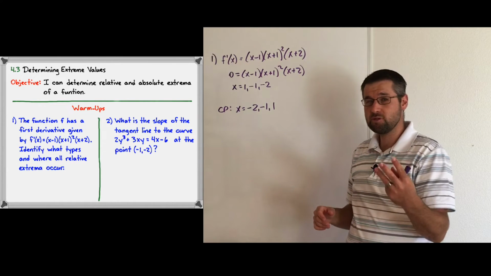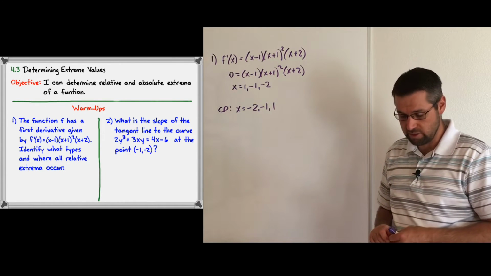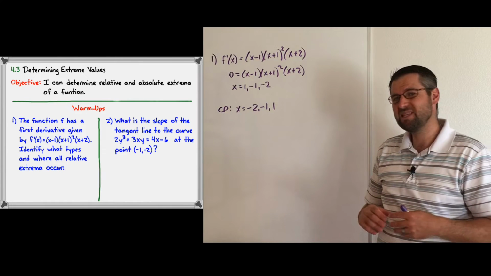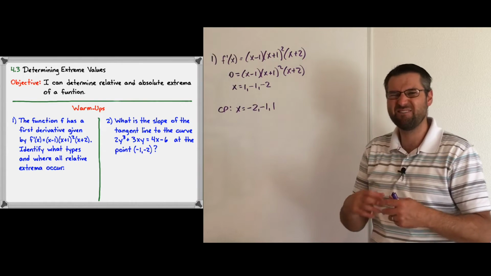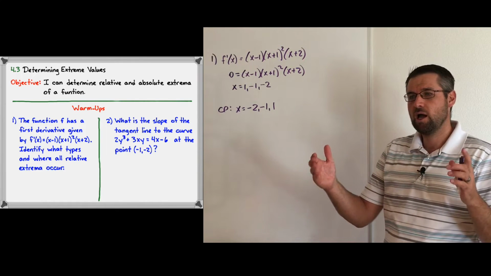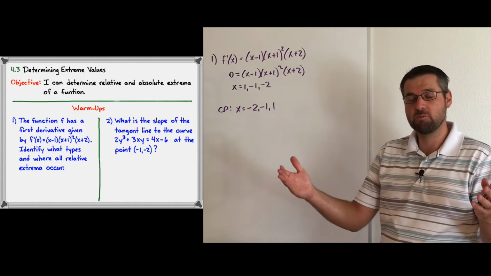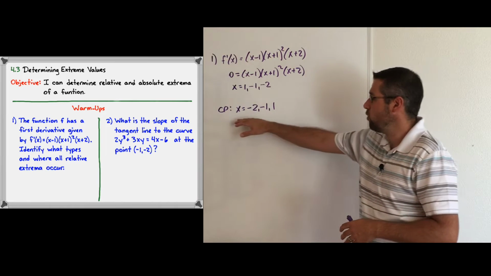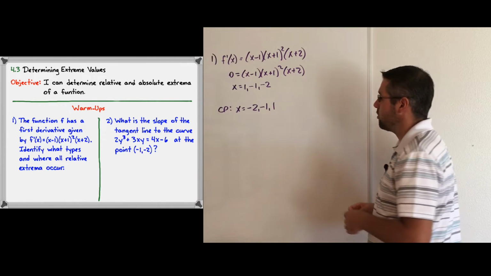And then our third type of critical points are at endpoints. Well, in this problem, it didn't give us any scenario. So it didn't give us an interval to look at. If it gave us an interval, then those two endpoints of that interval would also be critical points. So in this case, we only have 3 critical points.